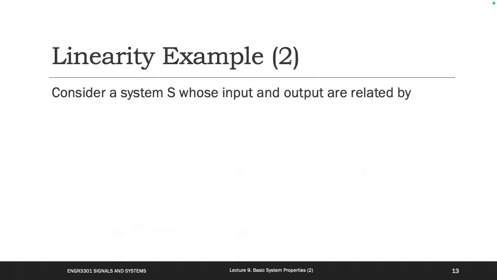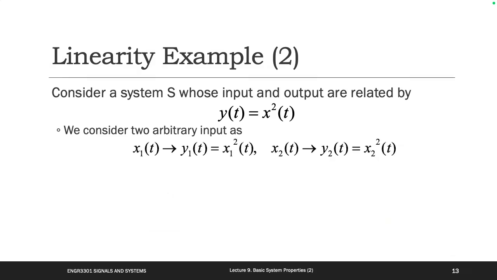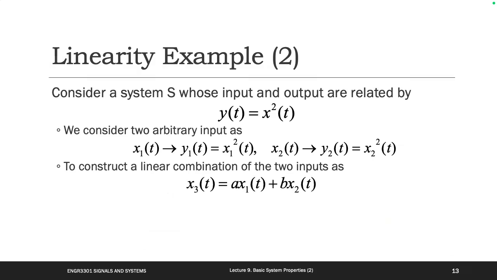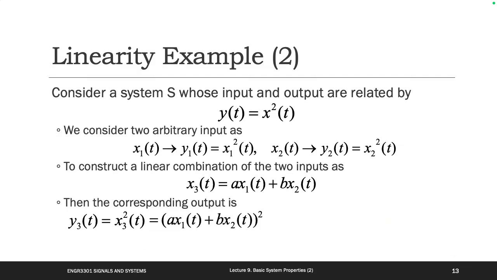Let's check the other one. Consider a system S whose input and output are related by this one. Then we consider two arbitrary inputs, this one, this one, this one. Let's construct a linear combination of two inputs as x3(t) equals a x1(t) plus b x2(t). Then let's calculate y3(t) for x3(t), which equals this one and equals this one.